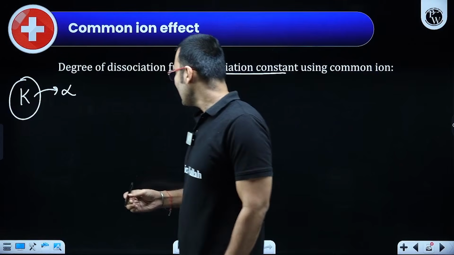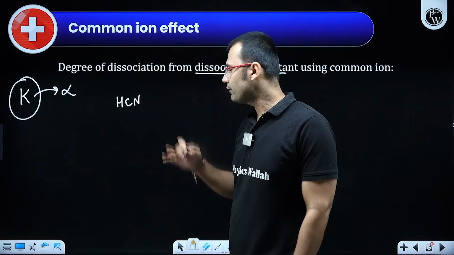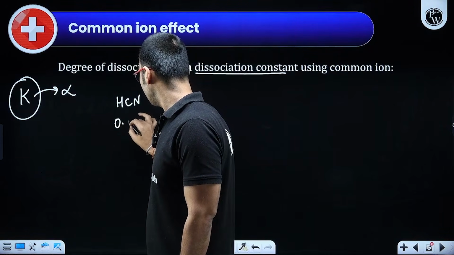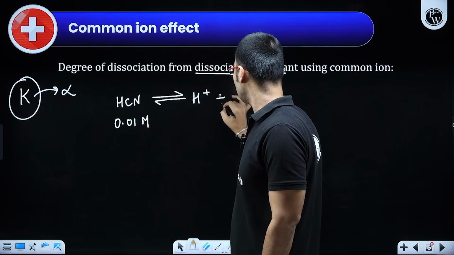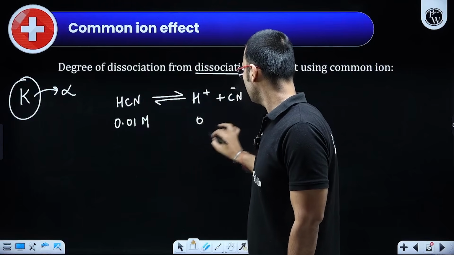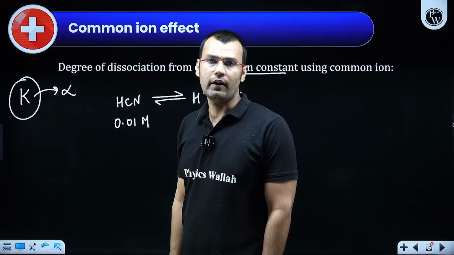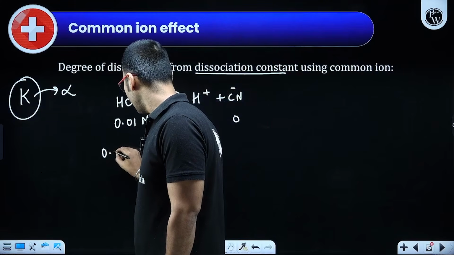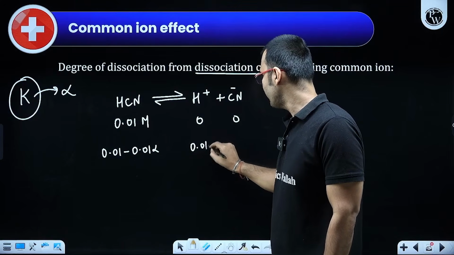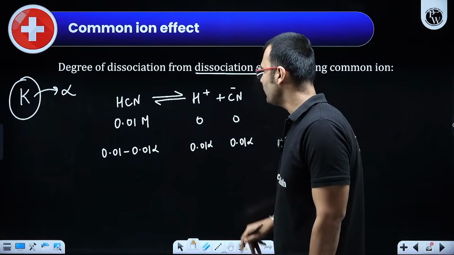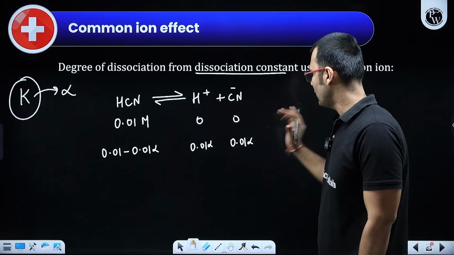Suppose I have a weak acid HCN, right? And I have a solution in which the concentration of HCN is 0.01 molar. So clearly it will ionize into H plus and CN minus. Initially before dissociation, the concentration of ions will be 0, and for HCN, if the degree of dissociation is assumed to be alpha, then after dissociation, it will be 0.01 minus 0.01 alpha, and the ions will be 0.01 alpha and 0.01 alpha. I don't have to tell you that 0.01 alpha part of HCN will give you 0.01 alpha part of H plus and 0.01 alpha part of CN minus.